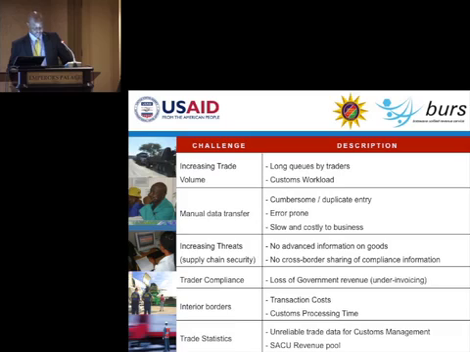We found out that there were errors that would otherwise have been avoided had we created an environment where traders would only deposit their declarations in one country, and then that country, through an IT solution, transfers that information to the next country.